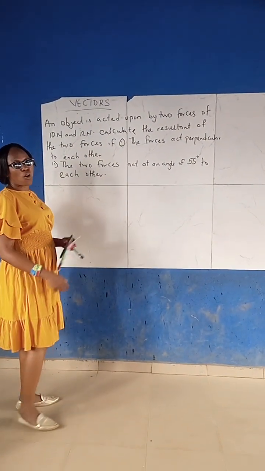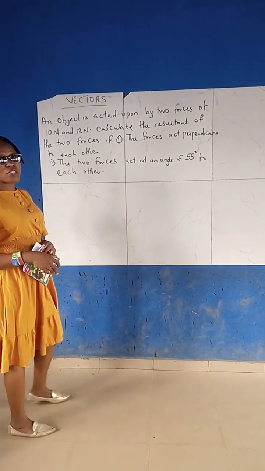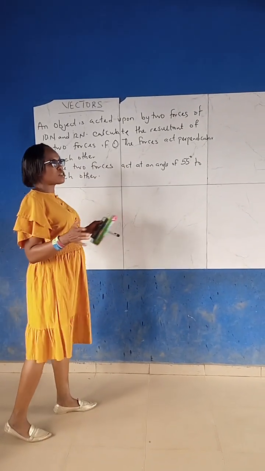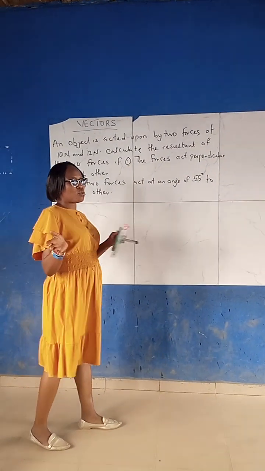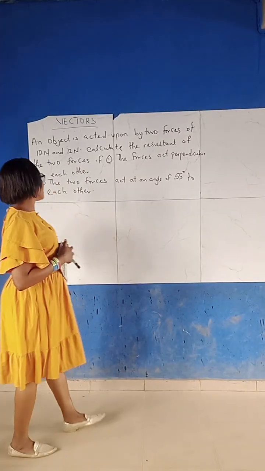Let's quickly look at this question on vectors. In my previous video, I explained how to calculate the resultant of two vectors acting at angles to each other. Now, let's look at this question on the board.